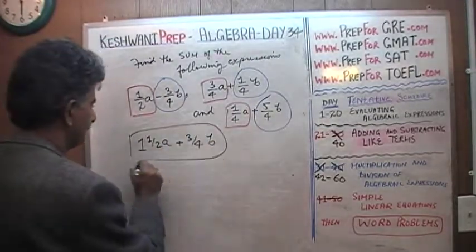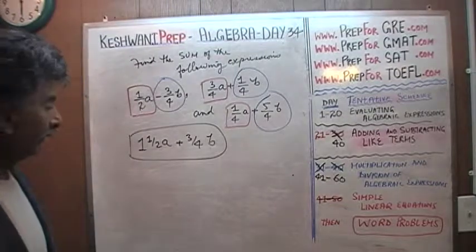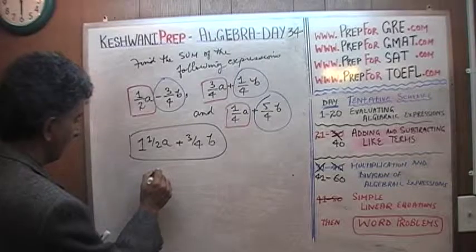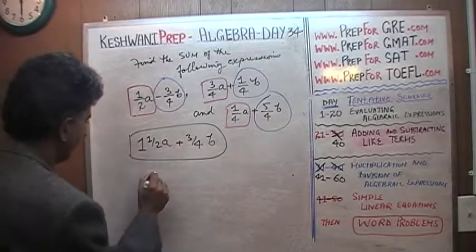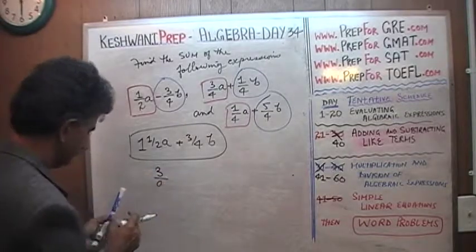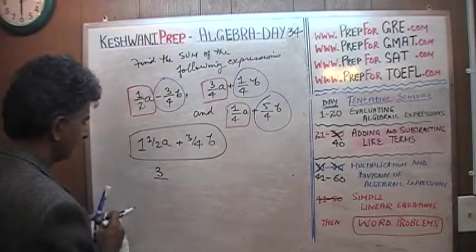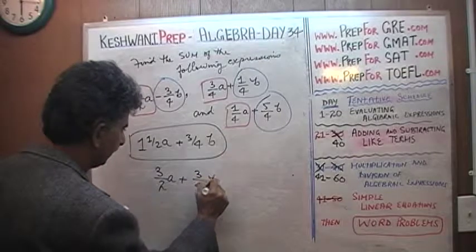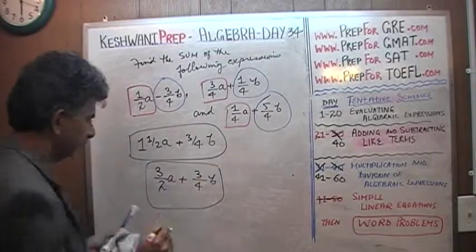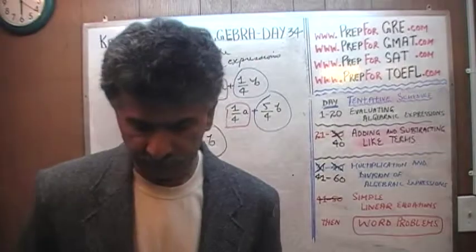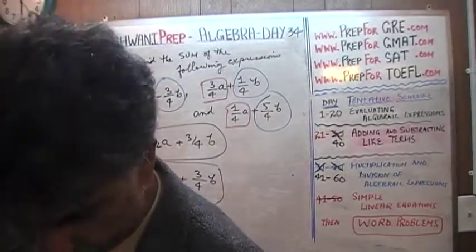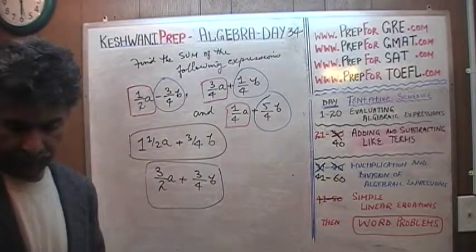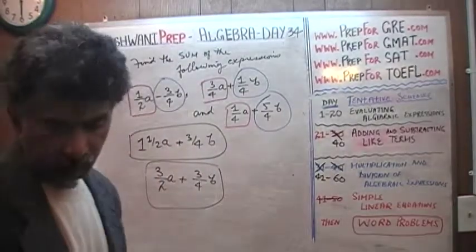That's it. We're done. And if you don't like the looks of it, you can write it in a different way. Instead of writing 1/2 like I did, 1/2 is the same as 3/2 a plus 3/4 b. Either way is perfectly acceptable: 1/2 a plus 3/4 b, or 3/2 a plus 3/4 b. The problem is done. Let's move on to the next problem.